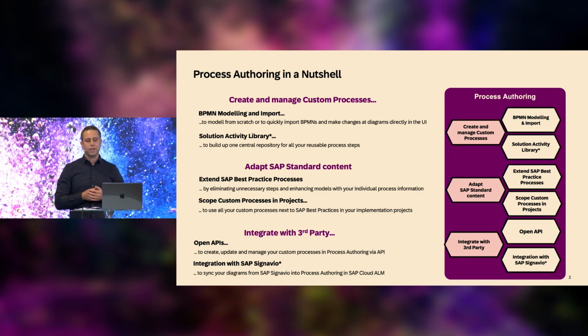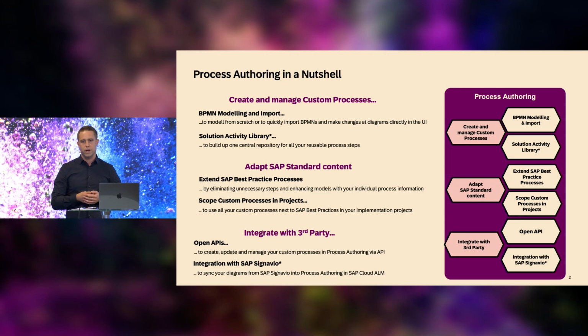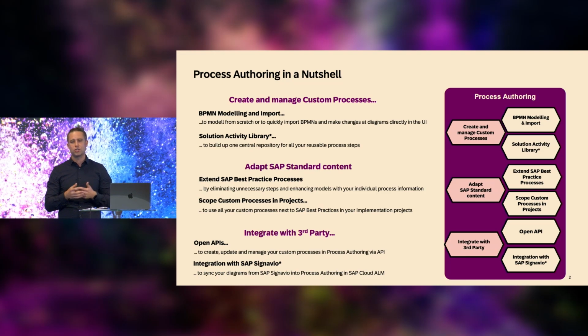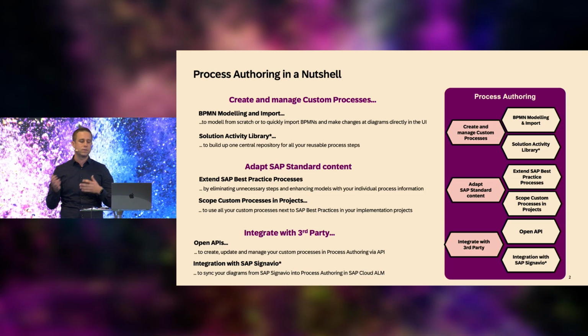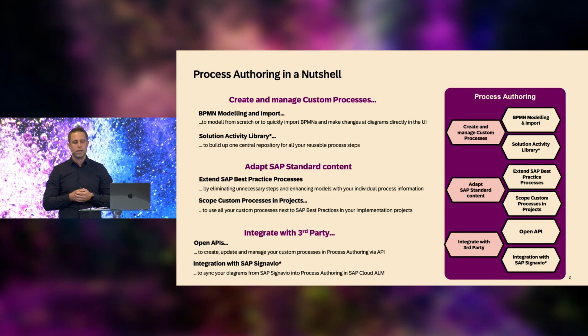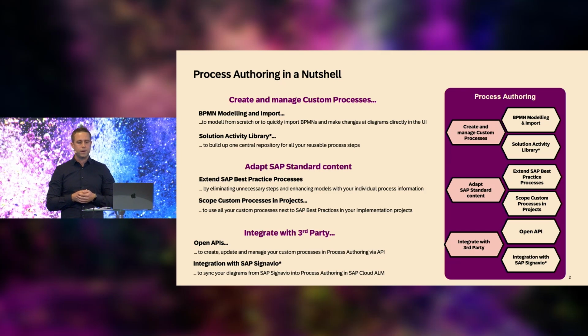The second big pillar is the adaptation of the SAP best practices. So we can copy a best practice process coming from the processes app in the SAP Cloud ALM over into the process offering and then change the diagram there. We can add steps, we can delete different steps or connections between the different process steps. And then we can enhance it with other process information, and then scope this new custom solution process again, and use it next to the best practice content in our implementation project.